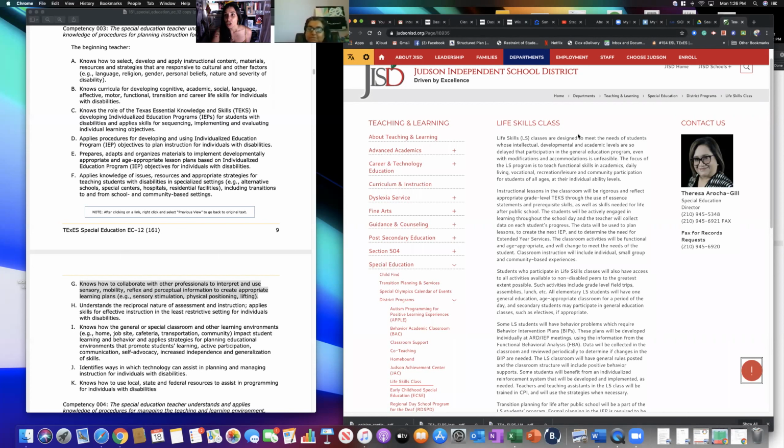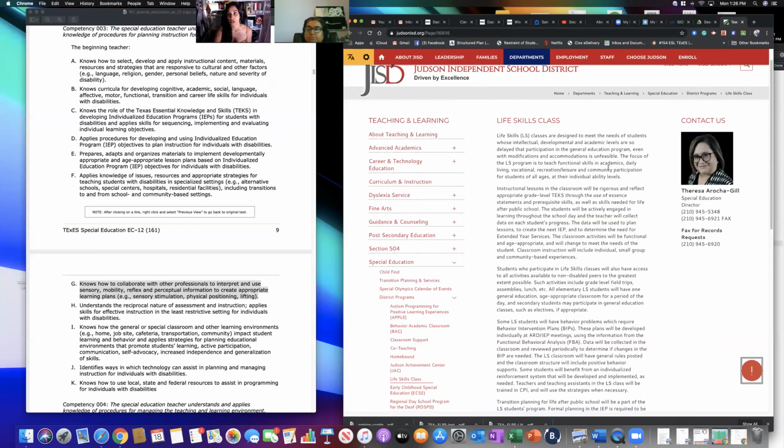That's very, very good. So life skills, otherwise known as LS classes, are designed to meet the needs of students who have intellectual, developmental, and academic levels so delayed that it would not serve them to be with the general education population. So they have those pullouts to classes where they're within the ARD, where it was deemed acceptable, where they would be able to function without a level of frustration that's going to make it unfeasible. The focus is to teach functional skills in academics, daily life, daily living, vocational.